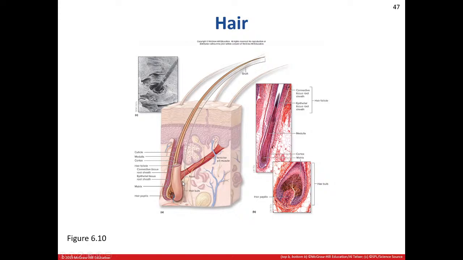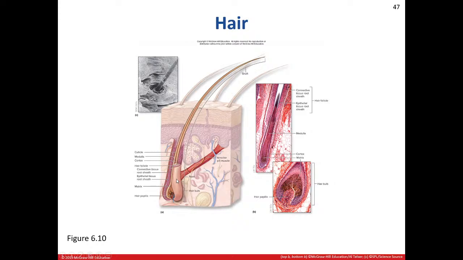Now, in the hair itself, you can see this inner layer called the matrix, that is the living cells that produce hair in the hair bulb. They divide and they push up new cells to become part of the hair. They push the hair out, and that's how hair grows.